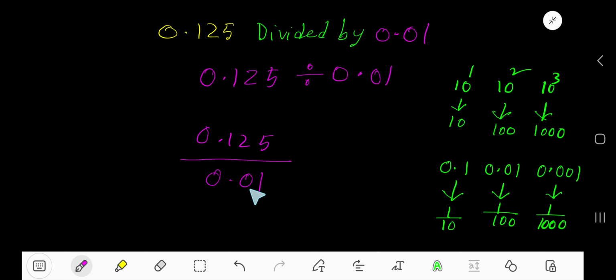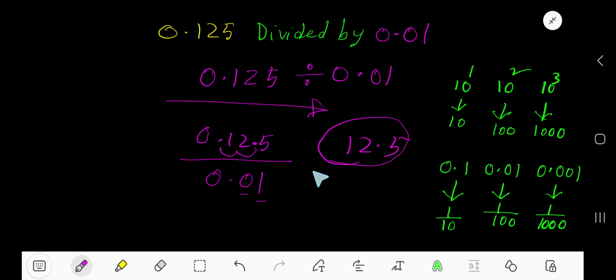To divide a decimal by a power of 10 which is less than 1, you need to count the number of places. The number of places is 2, so the decimal point will move 2 digits from left to right. That is here. So you are getting 12.5. This is your result. Actually, dividing by 0.01 means you are multiplying by 100.